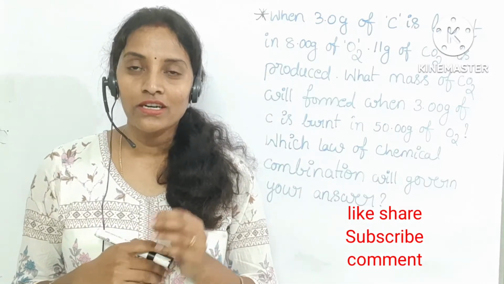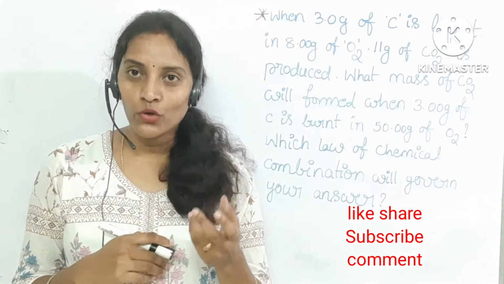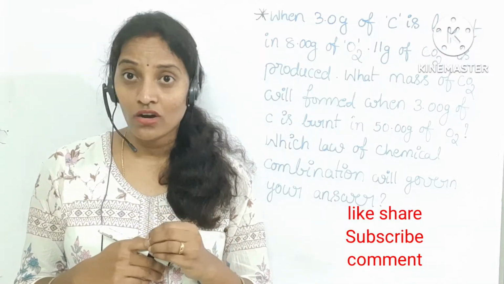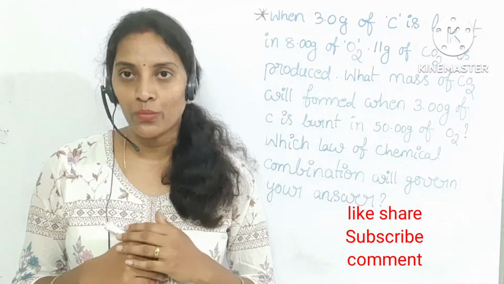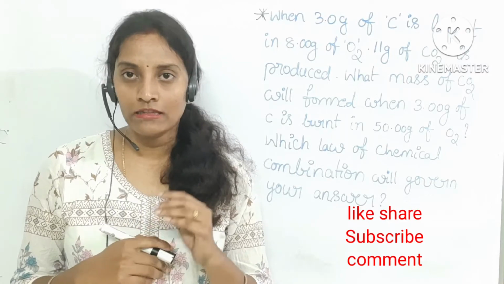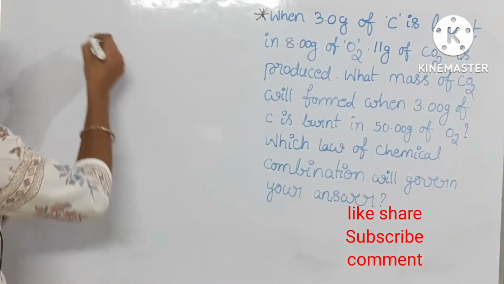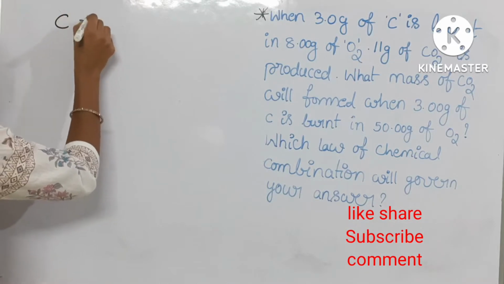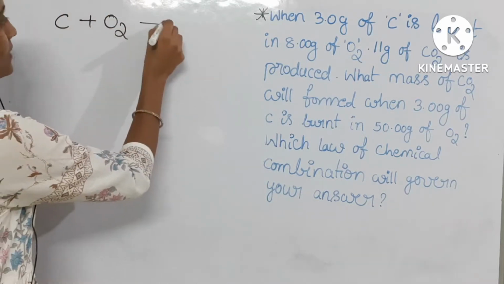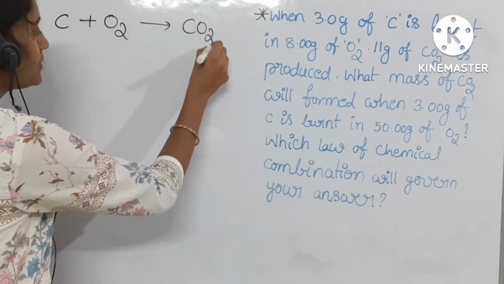Then after your answer, you have to justify which law of chemical combinations it follows. You have to tell that one also. Now going to the calculation part. See, carbon reacting with oxygen gas will form carbon dioxide.